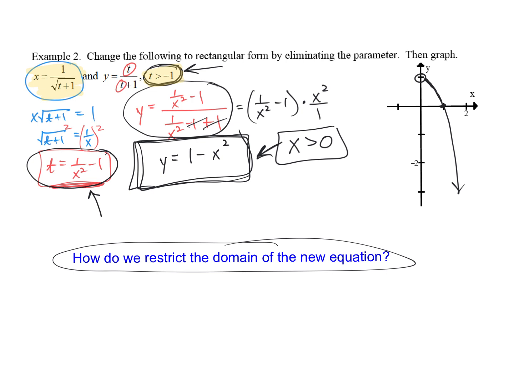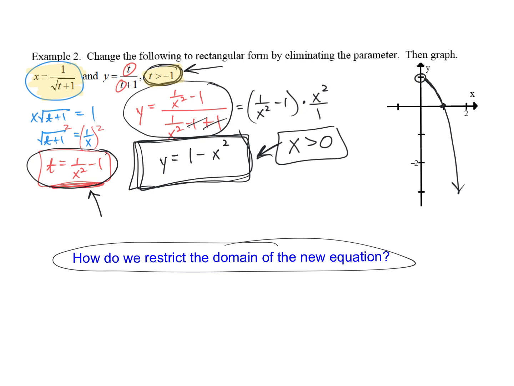What do you think? Can you get orientation, the direction, from the rectangular equation? What would you have to do if you want to get the orientation or the direction? It's the only way to do it. What did we do on the first ones? Plug in a couple points. Yeah, plug in some t values.